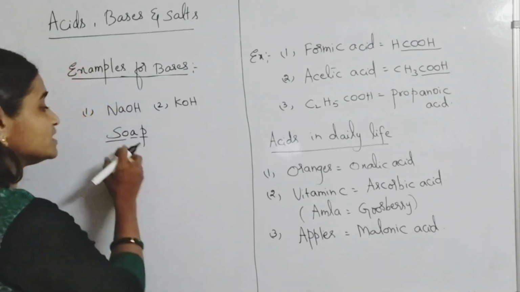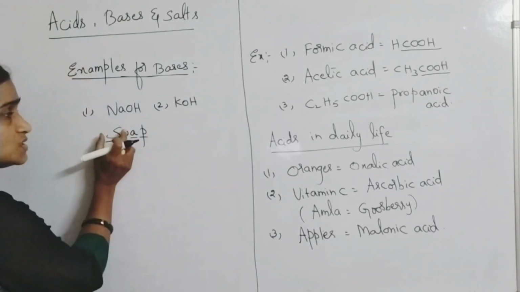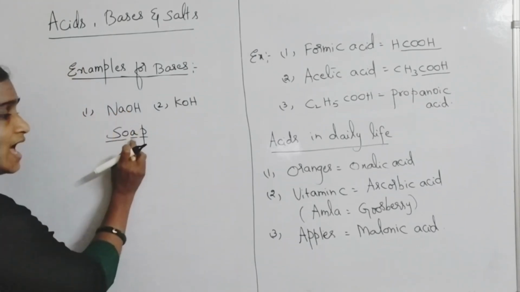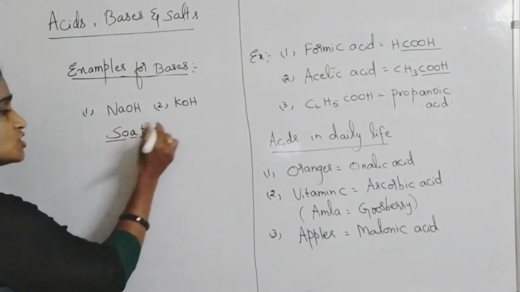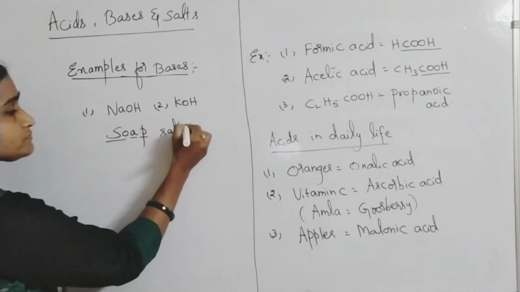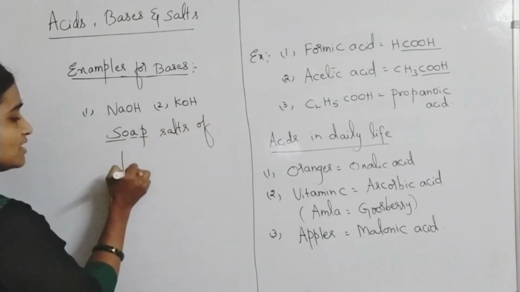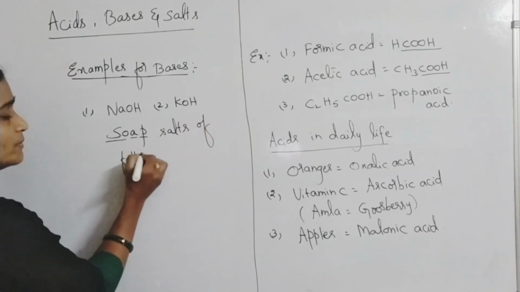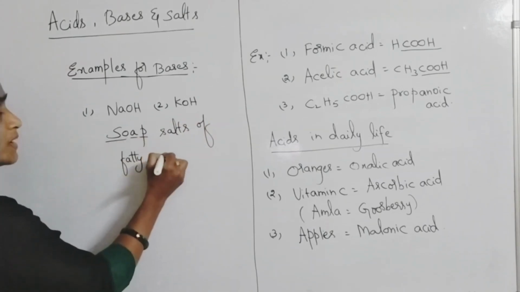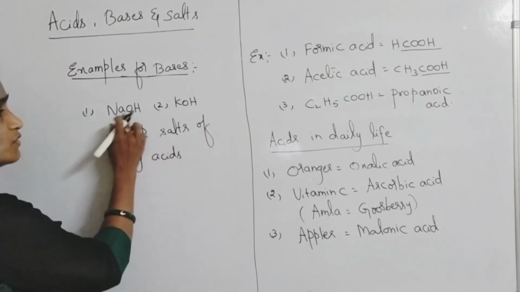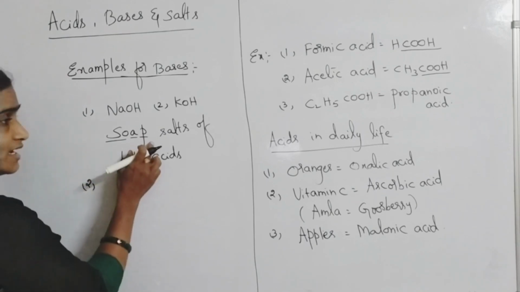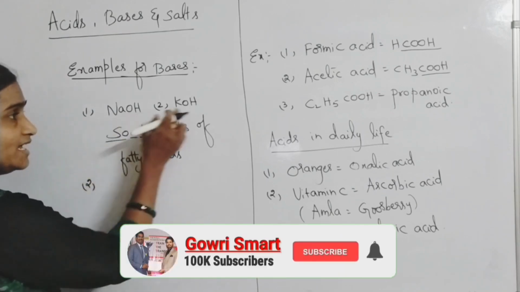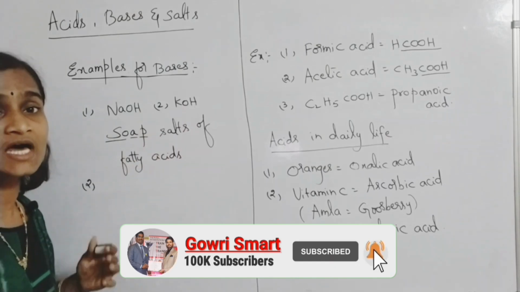So that's why soap is named soap. SO stands for sodium hydroxide and P stands for potassium hydroxide, sodium and potassium salts of fatty acids. That's why the main ingredients of soap are sodium hydroxide and potassium hydroxide. So in daily life examples also, you are finding these substances in use.